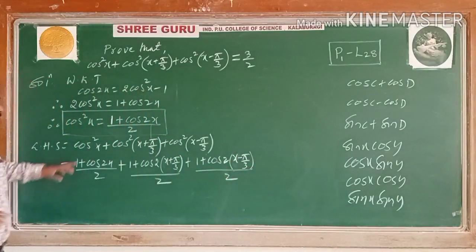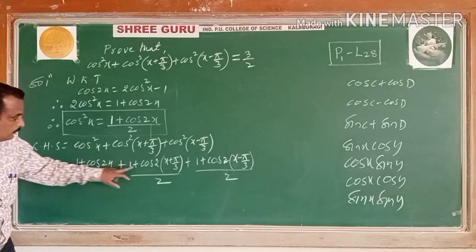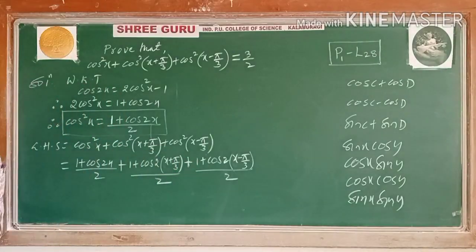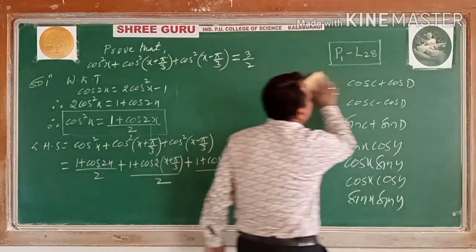See, when it is sin square x, this should be negative, whatever it may be. Yes, clear all of you the students here? I hope you are getting this one.